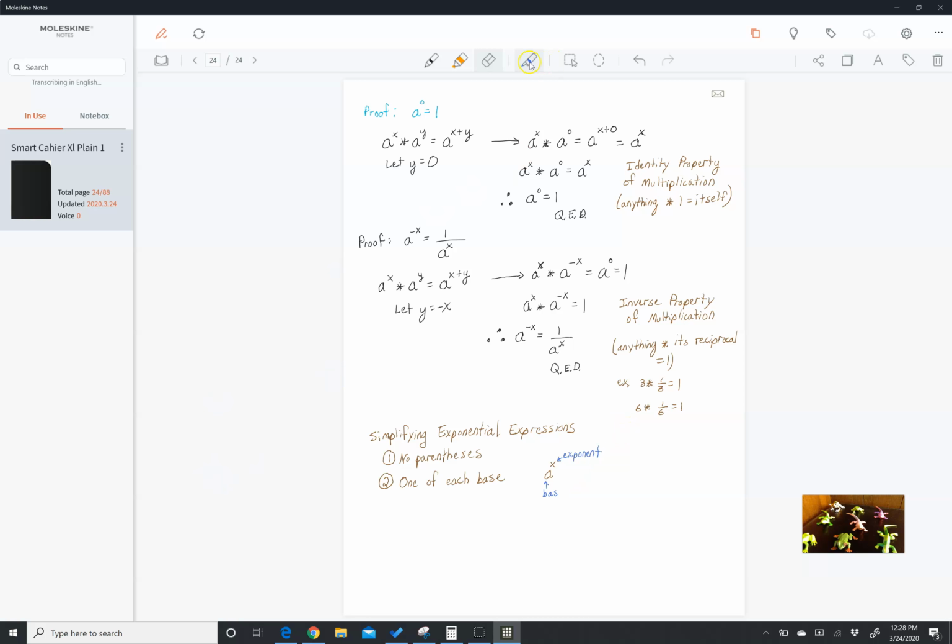Okay, and then the last thing when we simplify exponents is that we don't want any negative exponents. So for example, if we wind up with a to the negative x in our answer, we want to make sure that we have 1 over a to the x. Okay, so let's just do a bunch of examples and we'll see how it works.